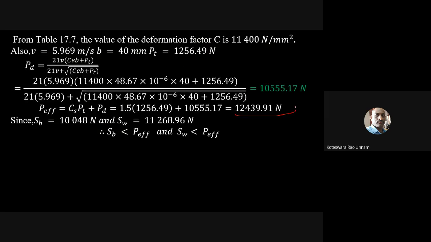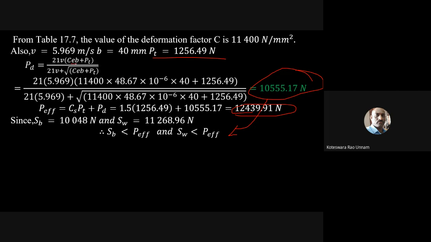So how will we modify that? We still need to use the Buckingham equation. But the problem here is that in the previous case, your effective load is very large compared to your PT. If we are able to reduce this effective load, how can I reduce it? Just by reducing this PD value, that is the dynamic load value. So how can I reduce this dynamic load value?